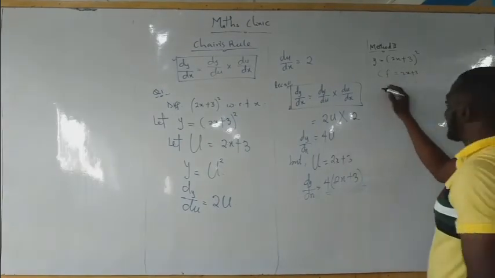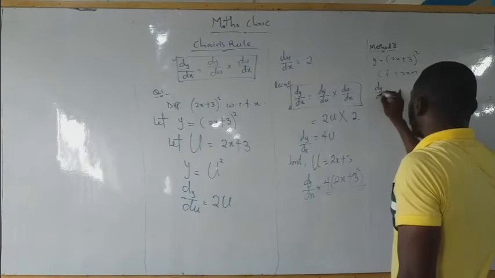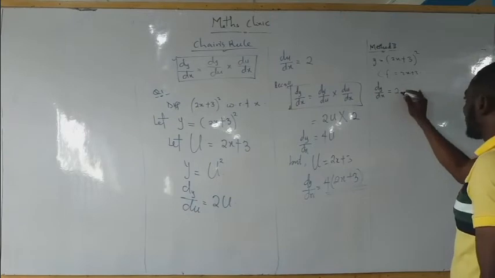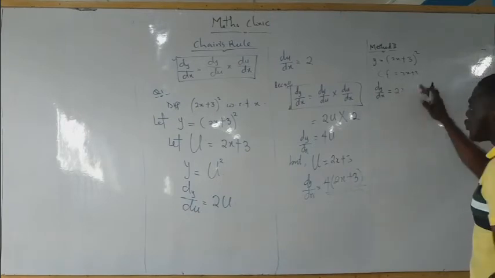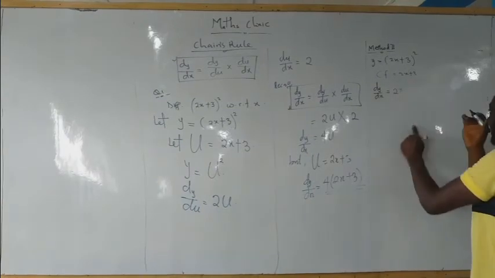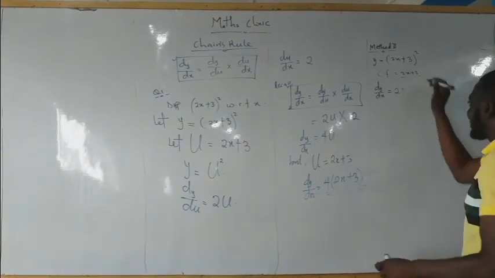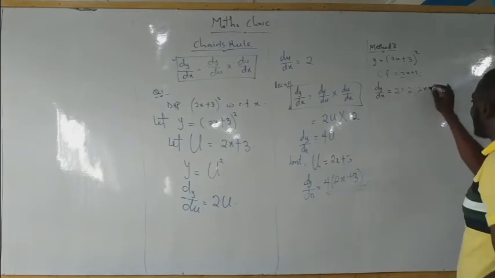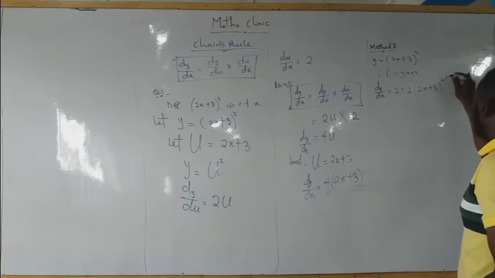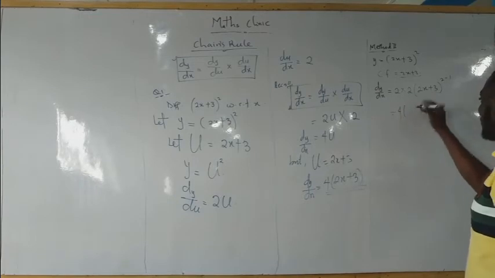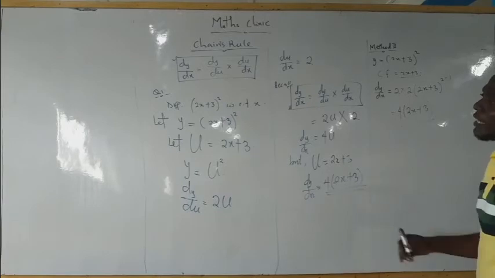So we want to differentiate this now. We have dy over dx equals, take the power to the front, that becomes 2 times the derivative of the core function. Differentiate 2x + 3, that will give us 2 into bracket 2x + 3 all raised to the power 2 minus 1. So that becomes 2 times 2, that's 4 into bracket 2x + 1 + 3. So that will be dy/dx.